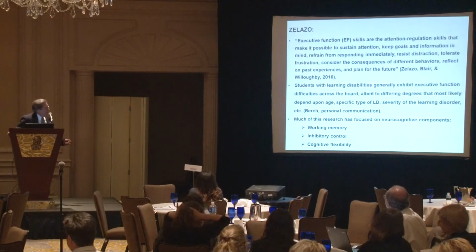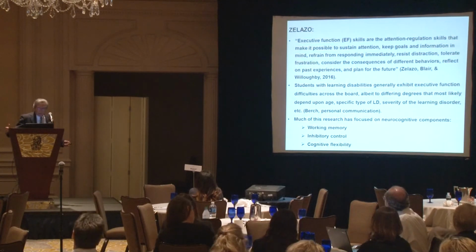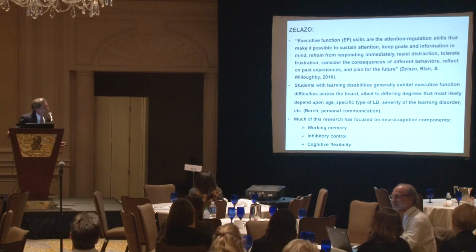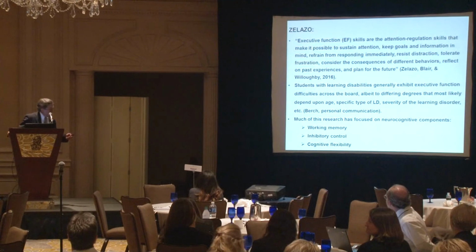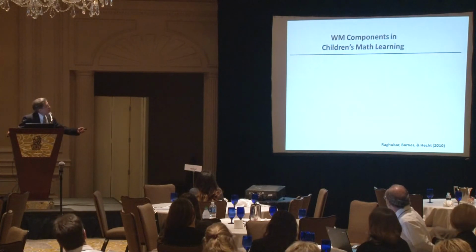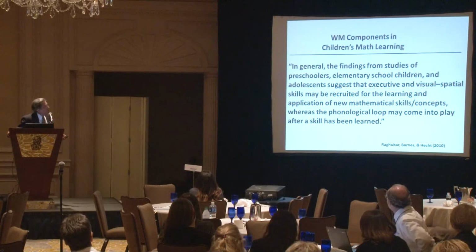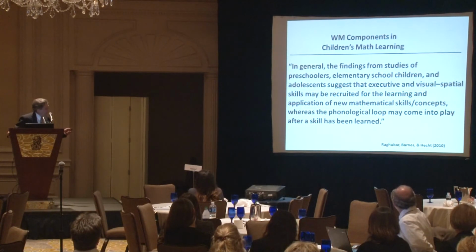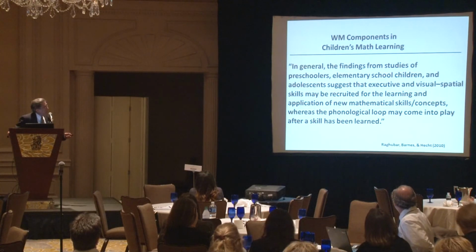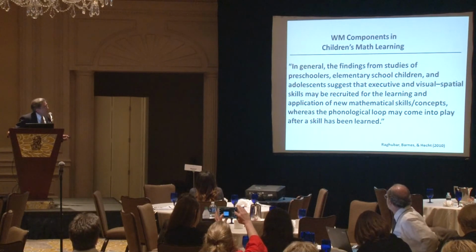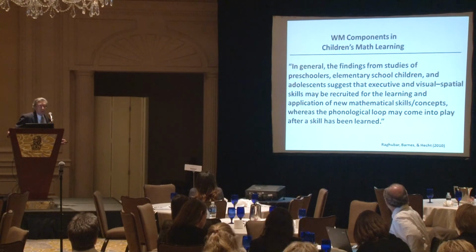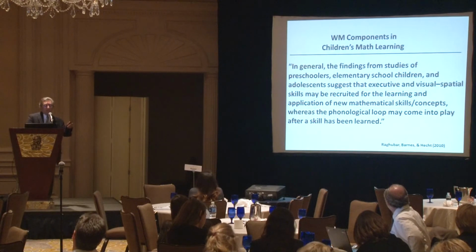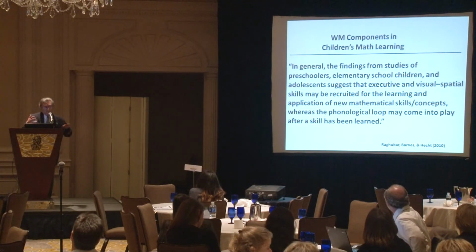Okay. So now, much of this research in what he called the cold cognition is focused on working memory, inhibitory control, and cognitive flexibility, although typically from the standpoint of the Baddeley and Hitch multi-component model. One of our attendees and speakers, Marcia Barnes, concluded a number of years ago with her colleagues that in general, the findings from studies of preschoolers, elementary school children, and adolescents suggest that executive and visual spatial skills may be recruited for learning and application of new mathematical skills and concepts, whereas the phonological loop and verbal working memory may come into play after a skill has been learned.